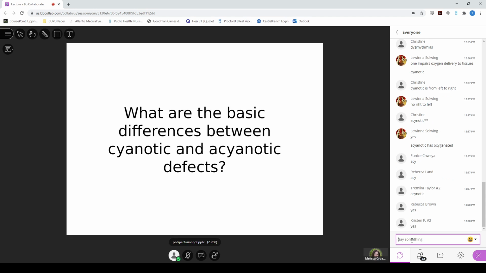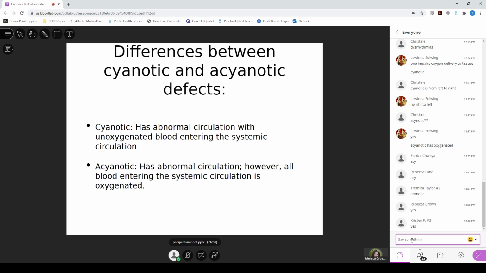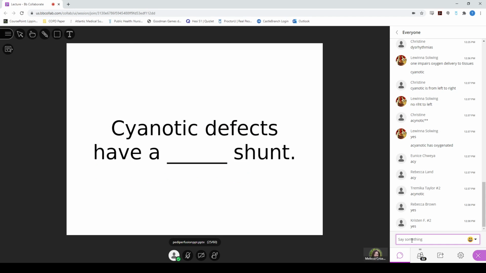So both of them are disturbances in circulation. They have abnormal circulation. Cyanotic is not oxygenated. Acyanotic is oxygenated. The blood just can't get there. Okay? So which shunts do the cyanotic defects have? I put the answers on here so y'all have them when y'all are studying.